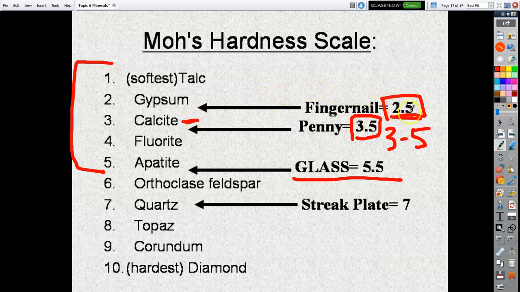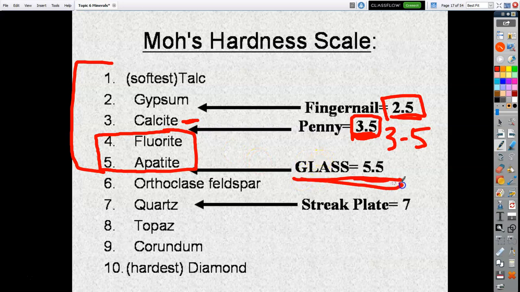If your fingernail can't scratch it and the penny can't scratch it, so now you take the penny and rub it against the mineral. So it won't scratch glass, but the penny won't scratch it either. That means it's got to be higher than a penny, but lower than glass. It's probably in this 4 or 5 range. All right, and that's essentially the way you do it.